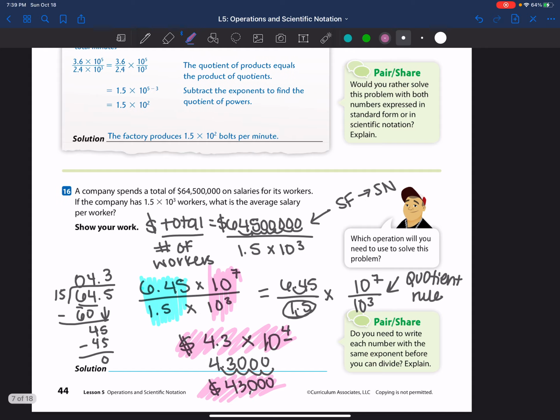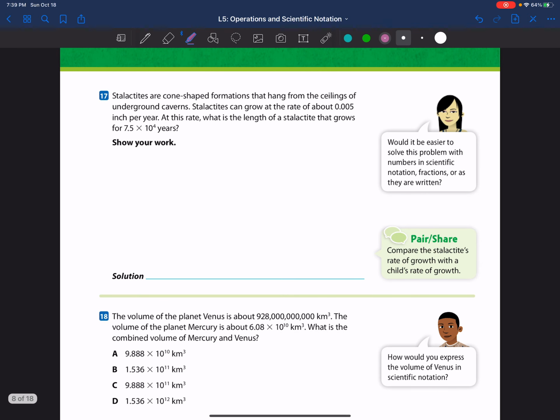Moving on to number 17. Don't make too much fun of me because I know I'm going to mispronounce this. Stalactites, I think, are cone-shaped formations that hang from the ceilings of underground caverns. Stalactites can grow at a rate of about 0.005 inch per year. At this rate, what's the length of a stalactite that grows for 7.5 times 10 to the 4th power years?